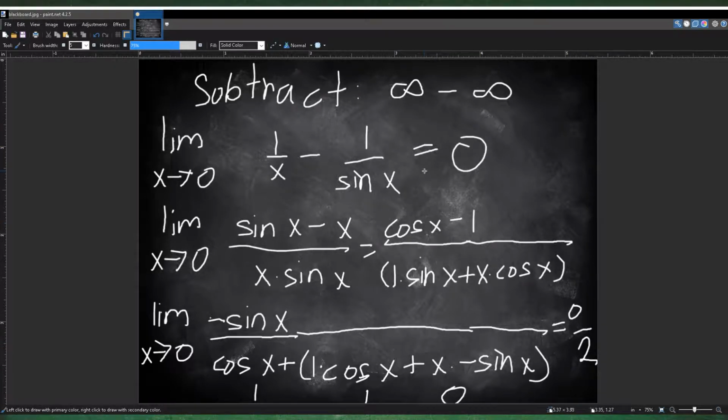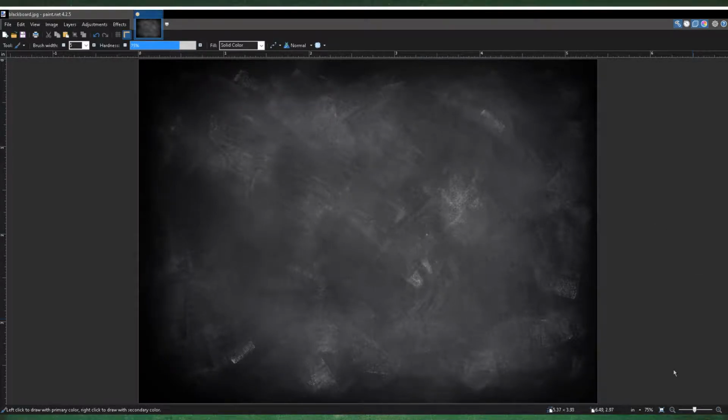So basically the limit as x approaches 0 of 1 over x minus 1 over sine of x is equal to 0. And that basically just uses the idea of L'Hopital's rule. So all these indeterminates just use L'Hopital's rule, but in a kind of different way. And now let's do the exponential forms.